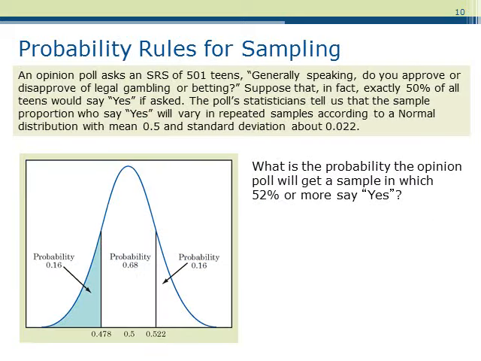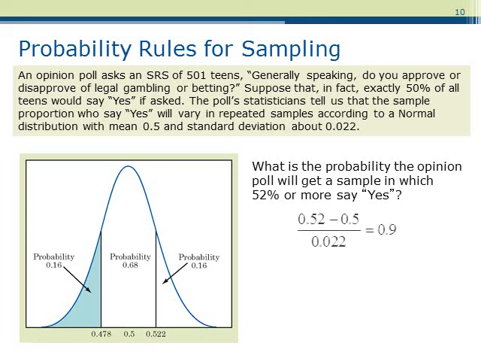Let's do an example. An opinion poll asks a simple random sample of 501 teens, generally speaking, do you approve or disapprove of legal gambling? Suppose that in fact exactly 50% of all teens would say yes if asked. The poll statisticians tell us that the sample proportion who say yes will vary in repeated samples according to a normal distribution with mean 0.5 and standard deviation 0.022. So what is the probability the opinion poll will get a sample in which 52% or more say yes?